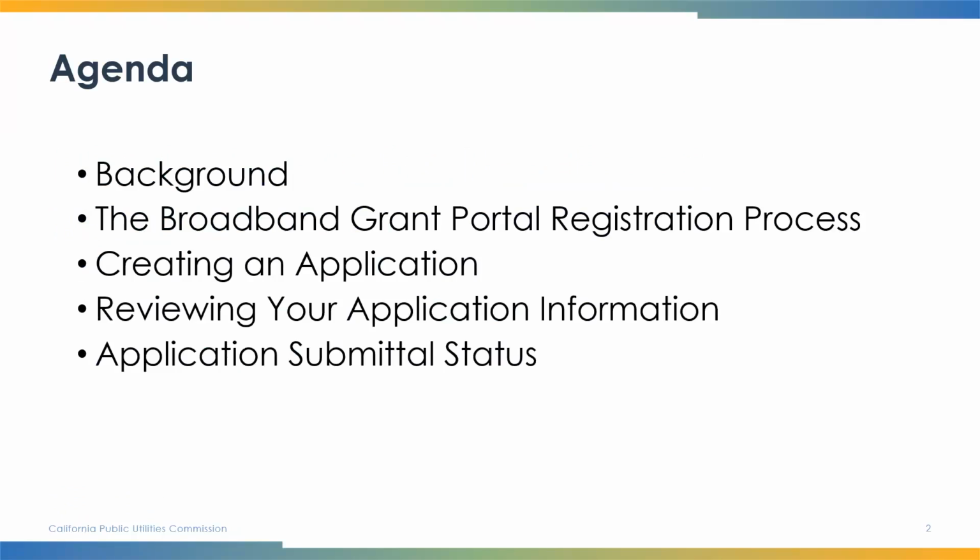This presentation is an introduction to the California Public Utilities Commission Broadband Grant Portal. The portal is a web-based system for eligible entities to submit applications for the federal funding account. This presentation will provide a brief background of the federal funding account, review the Broadband Grant Portal registration process, how to create an application, how to review application information, and how to check the status of an application after it is submitted.